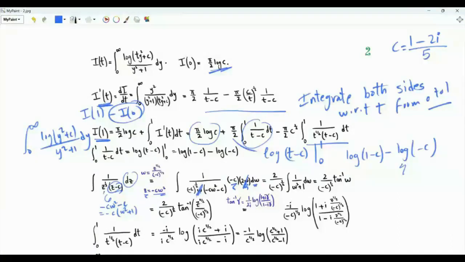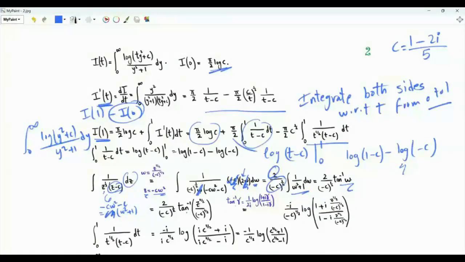This w and that w go away. Also, this minus c and that minus c. We are left with 2 over the square root of minus c. Then the integral of 1 over w squared plus 1, which is the inverse tangent of w. Write down w in terms of z. So we have the inverse tangent of z to the 1 half divided by minus c to the 1 half.